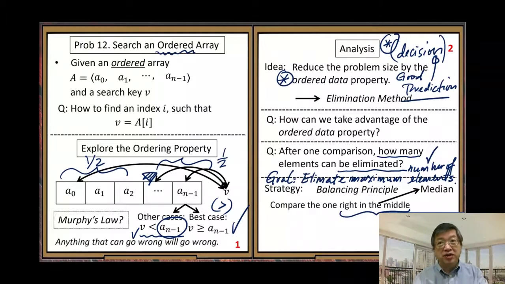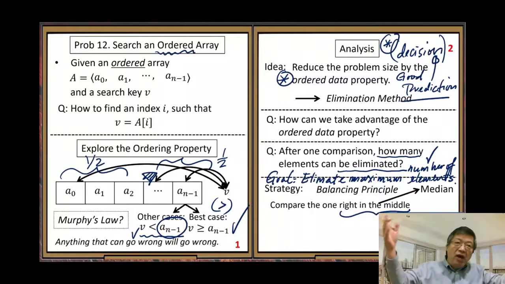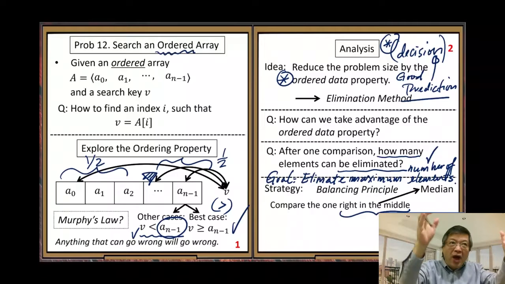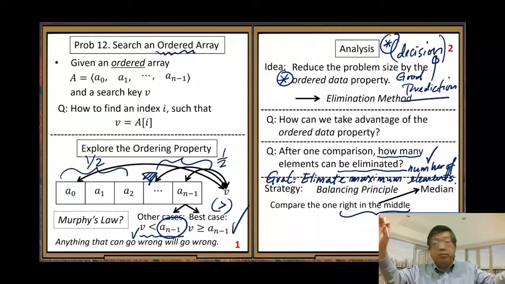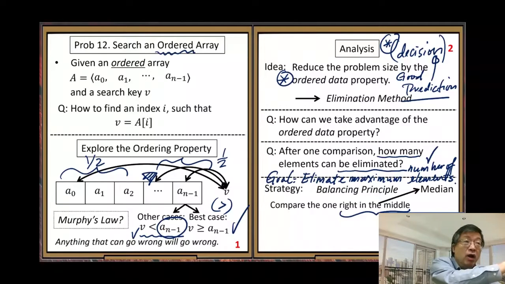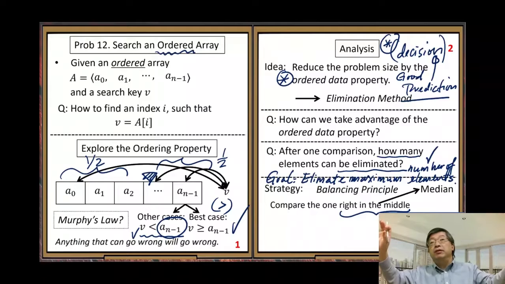So what is the median? We heard of this term many times, but here is the exact meaning. Given an array, what is its median? First, you assume the array is sorted. The given array may not be sorted, but when you talk about median, you need to assume it is sorted, and the element in the middle position is the median.